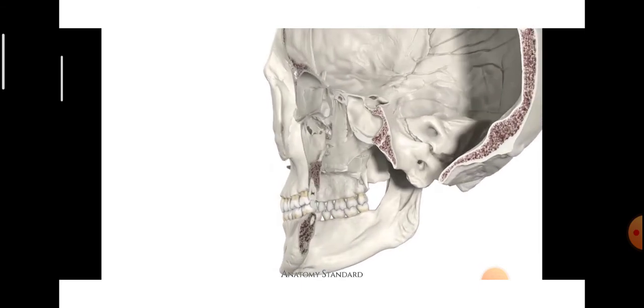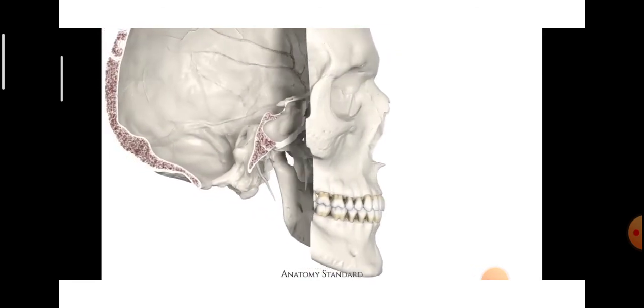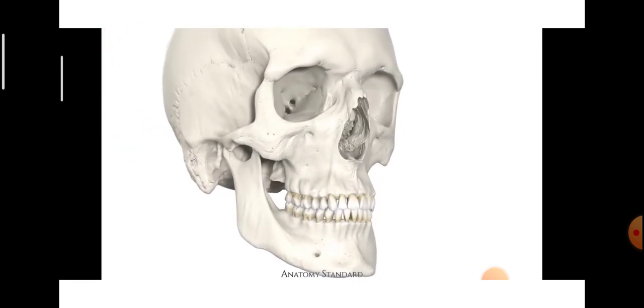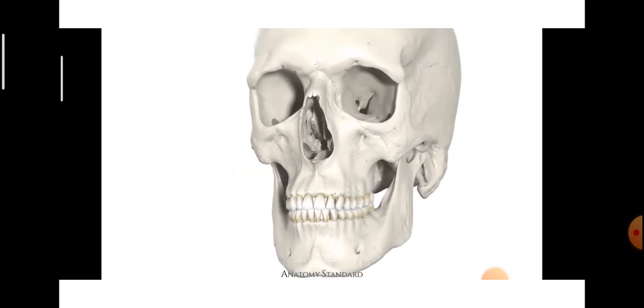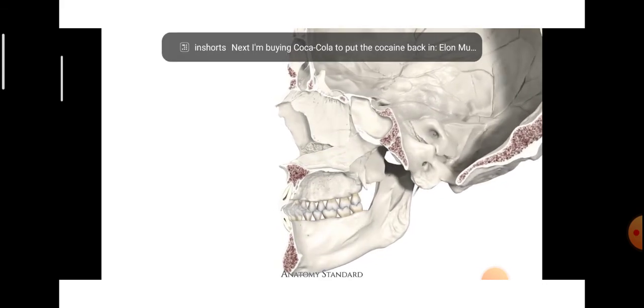That is the perpendicular plate of ethmoid and vomer. So beautiful it is, how this entire thing is configured. The two plates, the two components of the bony septum.